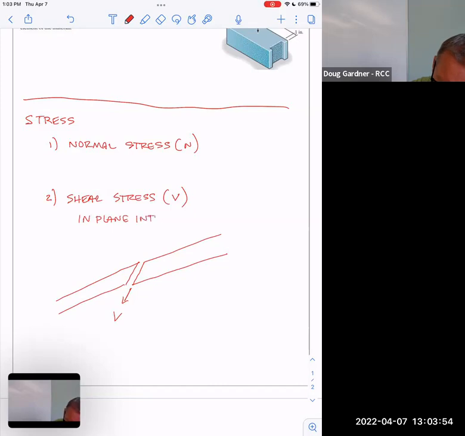I guess I'll say in the plane of intersection. It's in that plane or parallel to that plane. So if you did try to pull that apart, there is a desire for that to kind of shear. Notice in this case, it isn't perpendicular because of the way the person put the joint together.